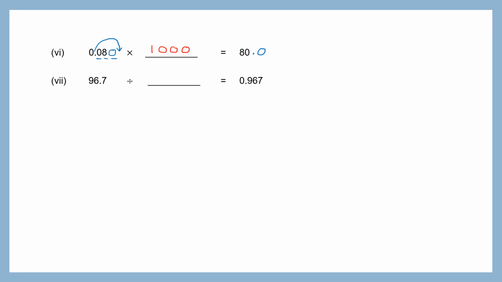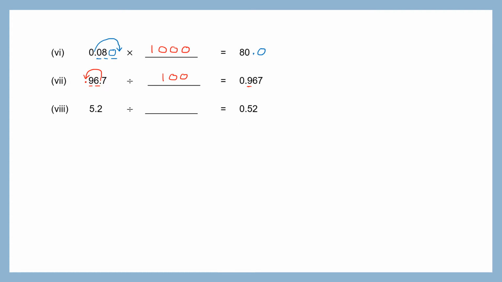Question 7. 96.7 divided. This time it's division. That means the point is moving backwards. As you can see in the answer, the point is now before 9. Before 9. So here it has to move and come here. From here to here. So how many places has it moved? 1, 2. So you have to divide it by 100 if you want the point to move 2 places to the left.